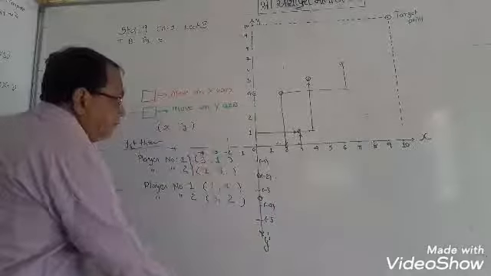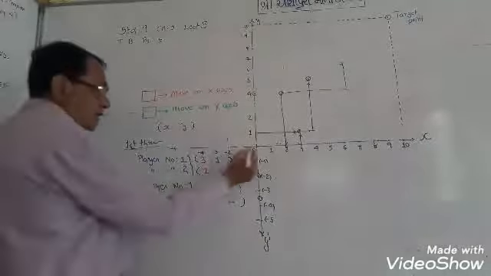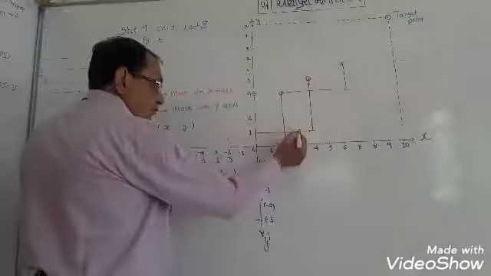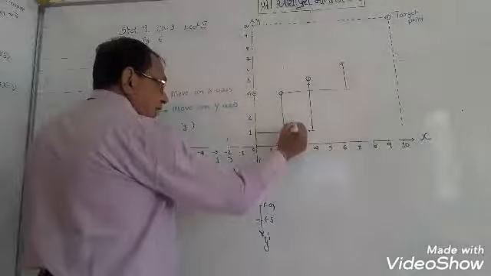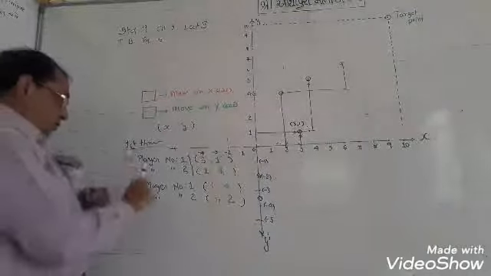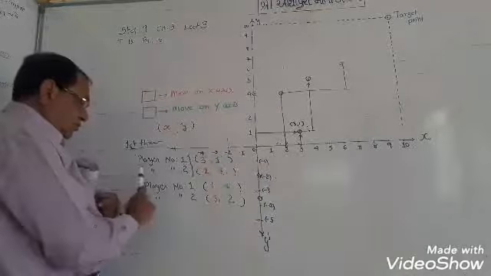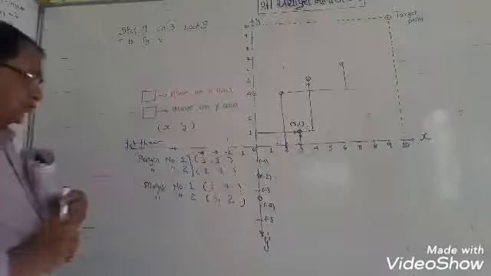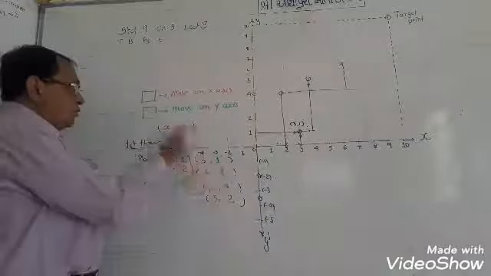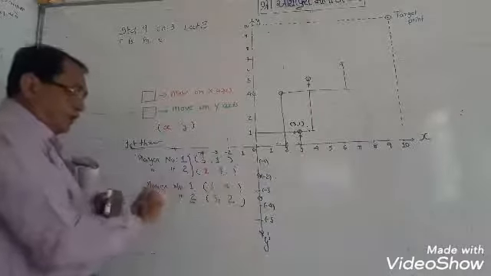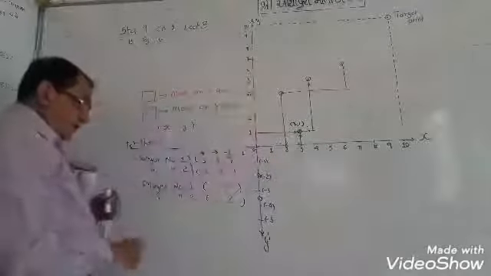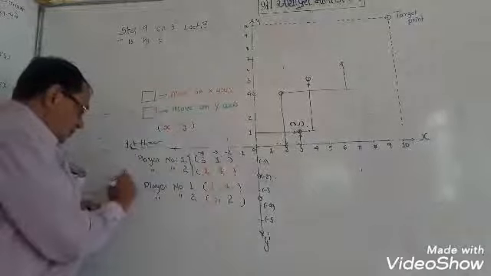Then he will move 3 according to the x-axis and 1 on the y-axis. So he will reach point 3 1. Now player number 2 is first. When he throws the first, he gets 2 on the red dice, 4 on the green dice. So he will move 2 on the x-axis and 4 units on the y-axis. Then that is your second throw.